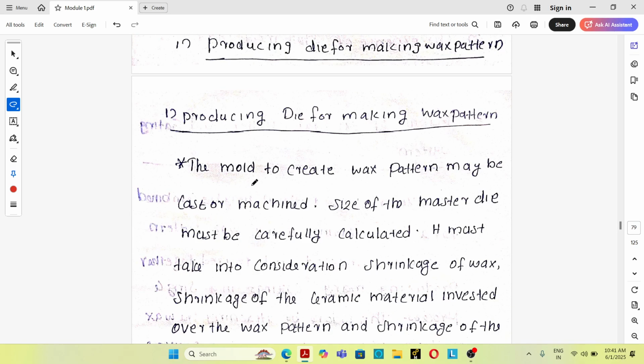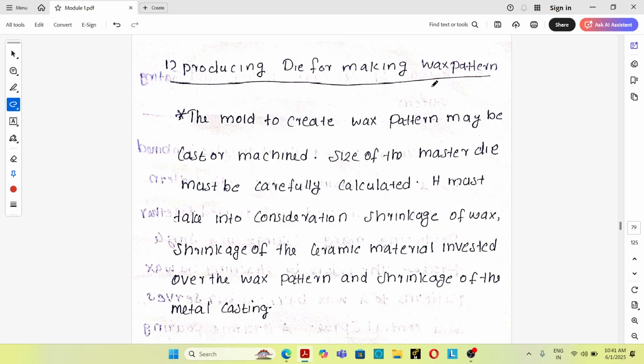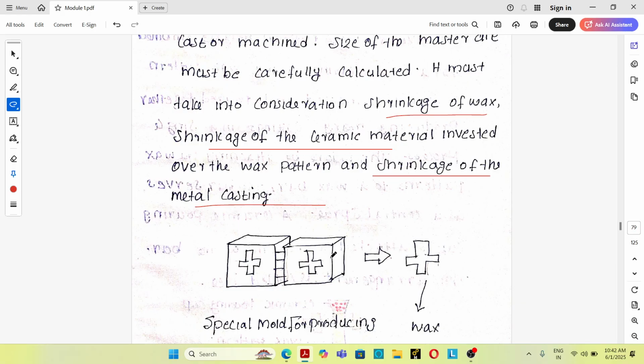So first step, producing a die for making the wax pattern. For making a wax pattern, a separate mold is used which is cast or machined. The size of the master die must be carefully calculated. It must take into consideration the shrinkage of wax, the shrinkage of the ceramic material invested over the wax pattern, and the shrinkage of the metal casting. So for making the wax pattern, a separate metal mold is used which may be cast or machined. So this is the wax pattern.